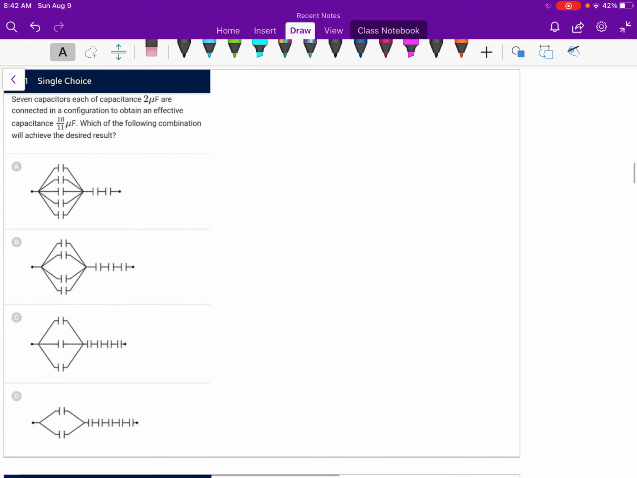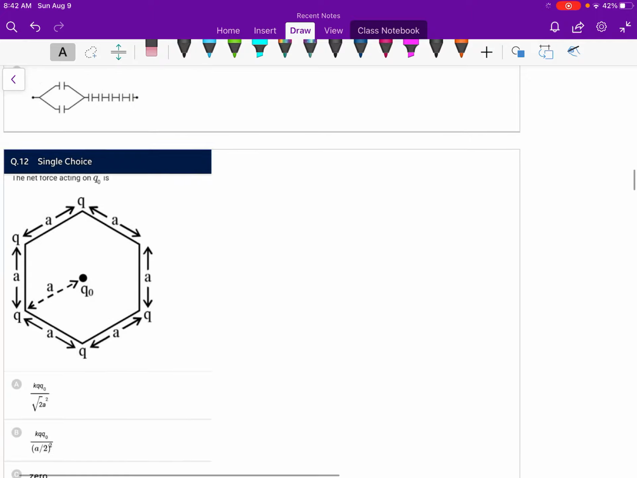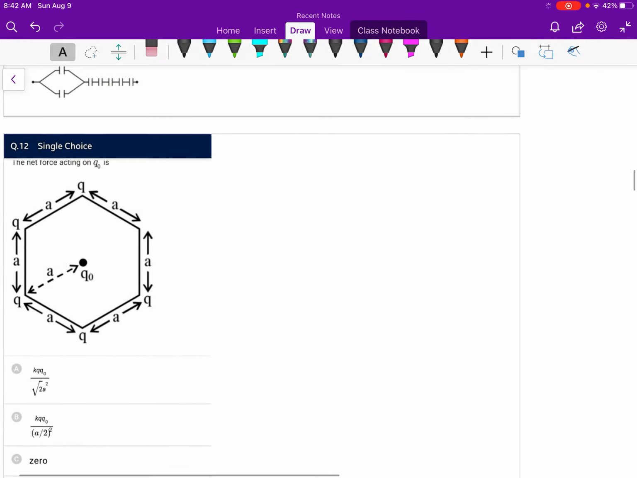7 capacitors, the equivalent will be. So let's check A, B, C, D. In the first case, the equivalent of the first 5 capacitors is 10 microfarad, and for these 2 capacitors this is 1 microfarad. So C equivalent is 10 into 1 upon 10 plus 1, which is 10 by 11 microfarad. So incidentally A is the correct option. We need not check B, C, D.